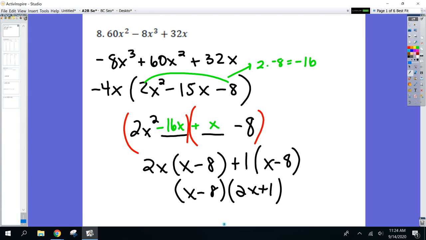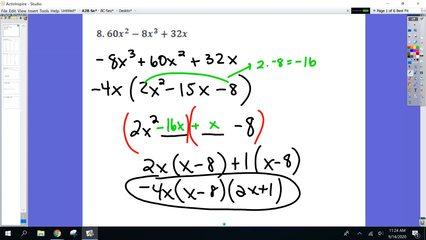Never mind. The 4x. Yep, I forgot. Bring down your GCF. There you go.